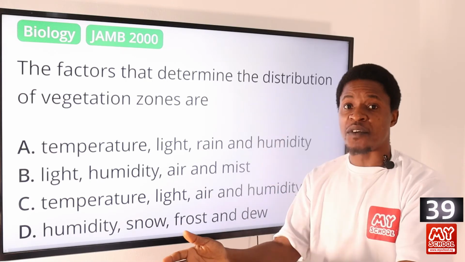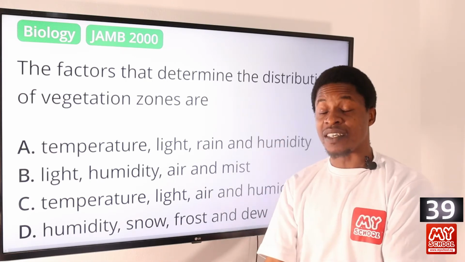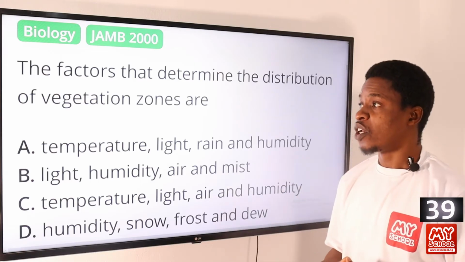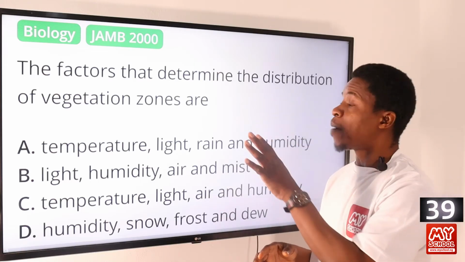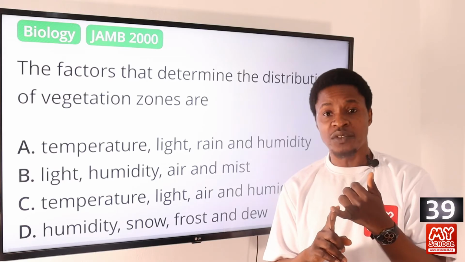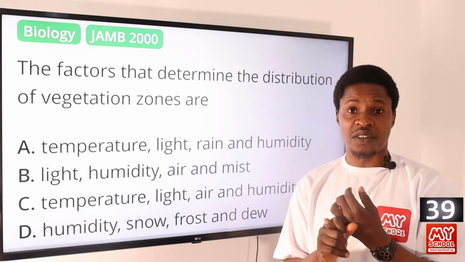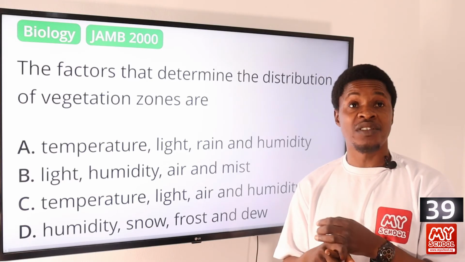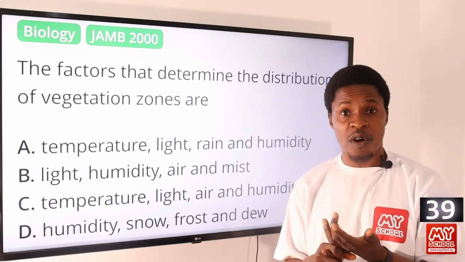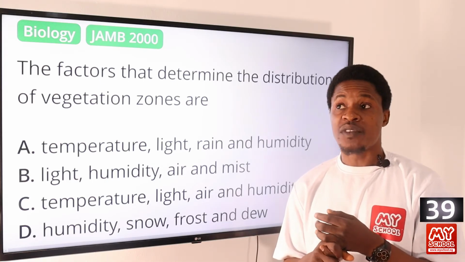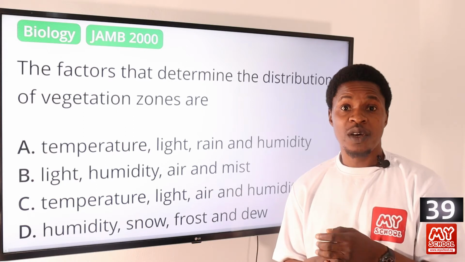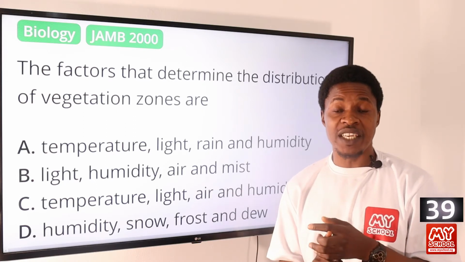That we say we have rainforest, that we say we have grassland, and so on and so forth. Usually the factors that determine that, of course, have to do with climatic conditions. When we take climatic conditions, we talk about the temperature of that environment. Okay, we talk about the rainfall. Okay, we talk about the humidity.